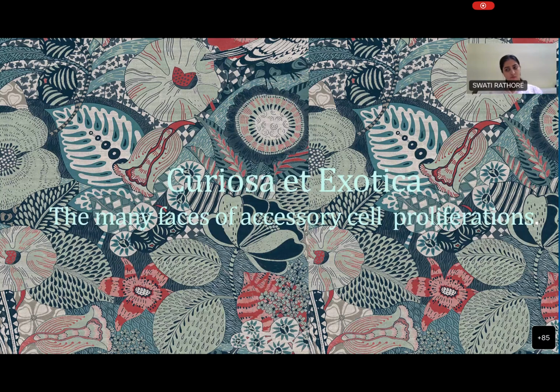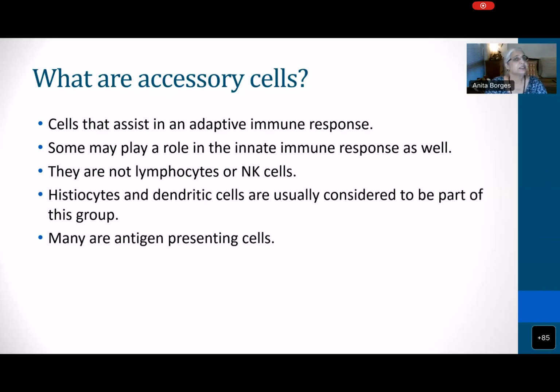Absolutely. So now, if you ask what are accessory cells, you've all given me a fairly good idea that you understand basically what an accessory cell is: they're cells that assist. Okay, so they have an important function. It's not just that they happen to be there in the lymph node, or in extranodal sites. They have a very important role in an adaptive immune response, what you were talking about, how various tissues respond in an immune kind of way. Some may also play a role in the innate immune response.